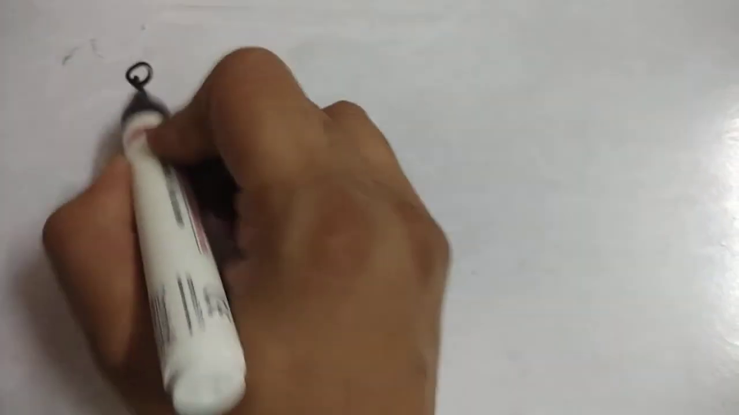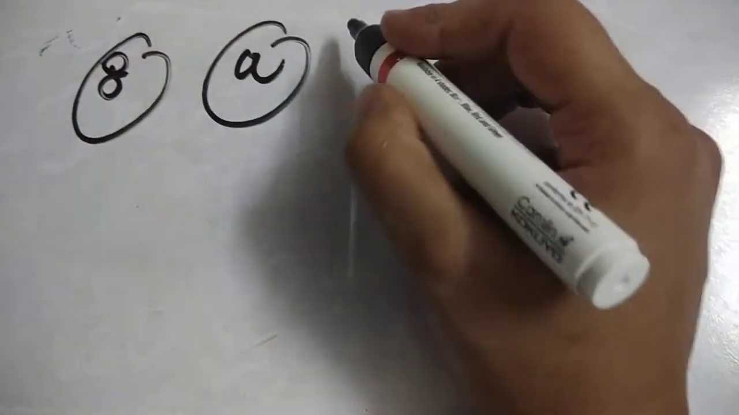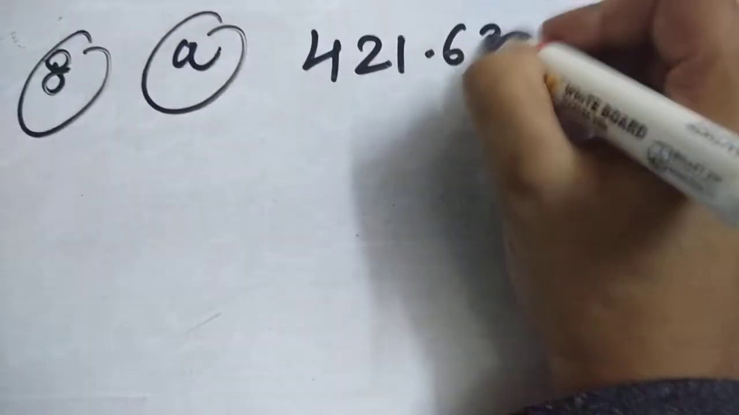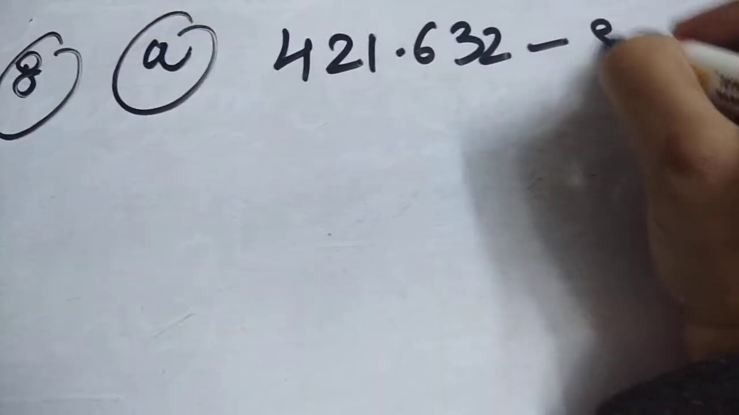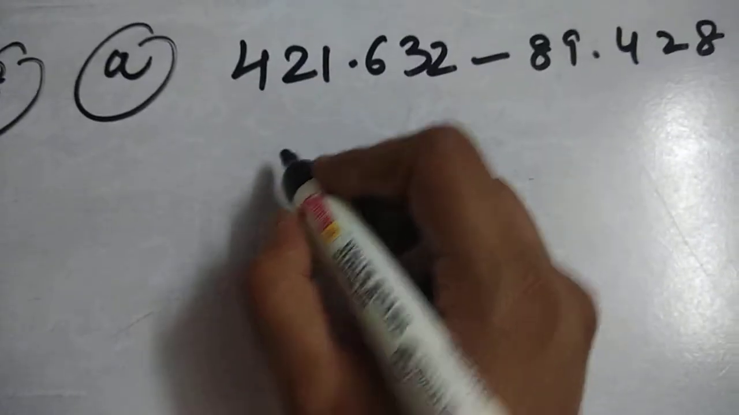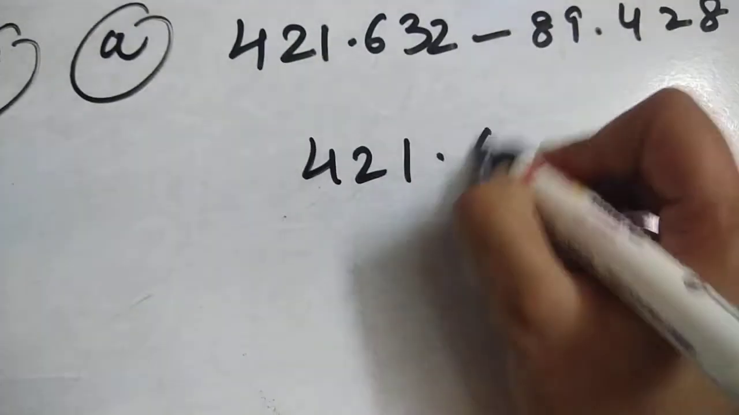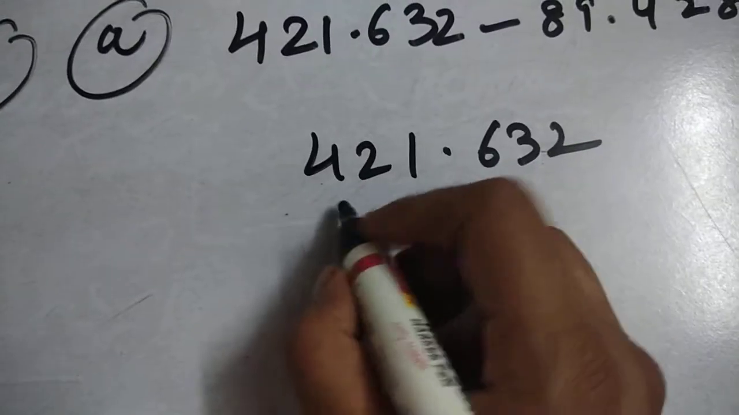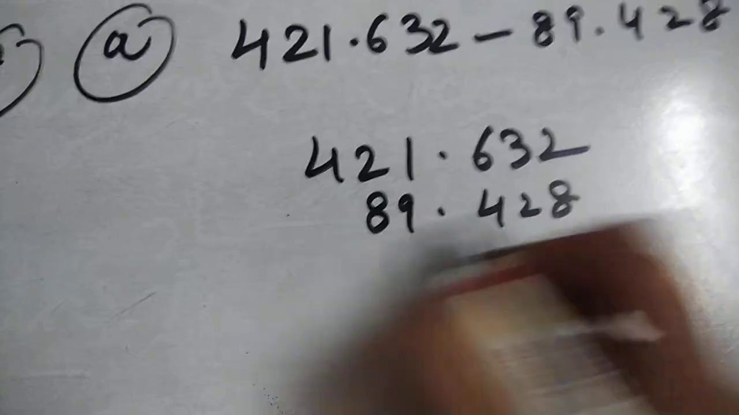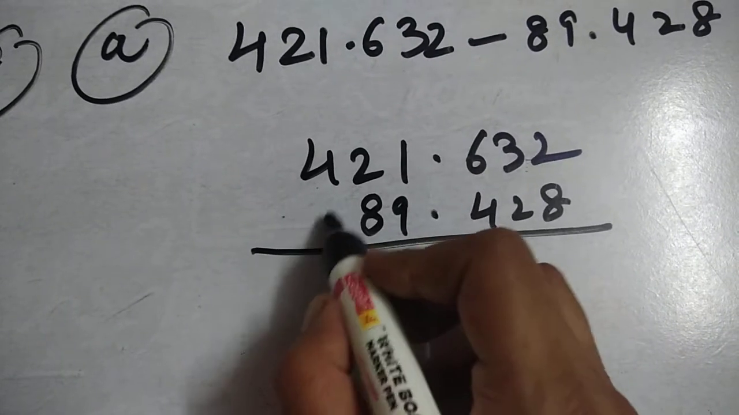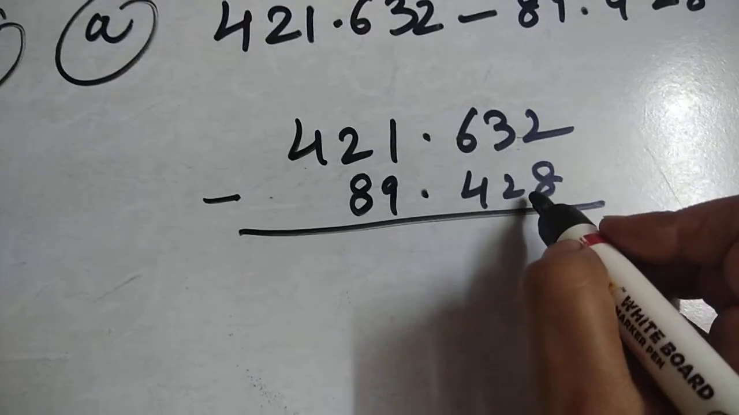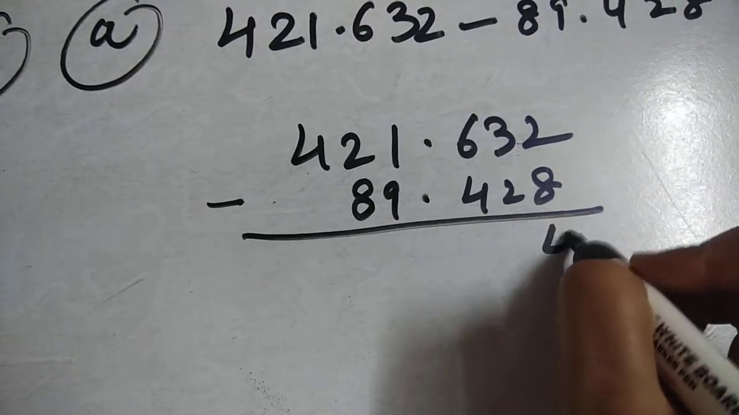Your first is 421.632 minus 89.428. For subtraction, first we arrange it in vertical order. Then we subtract. By default we assume a 0 here, and here 12 minus 8 is 4.